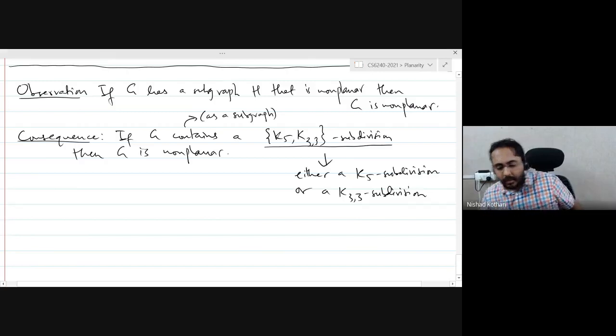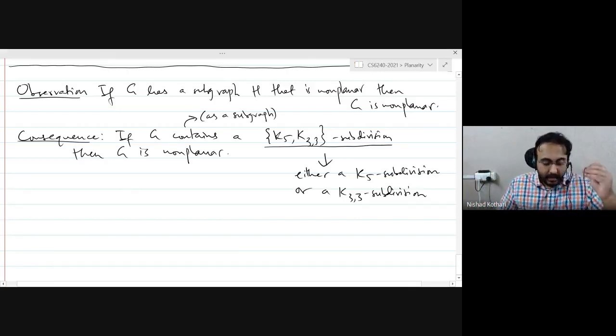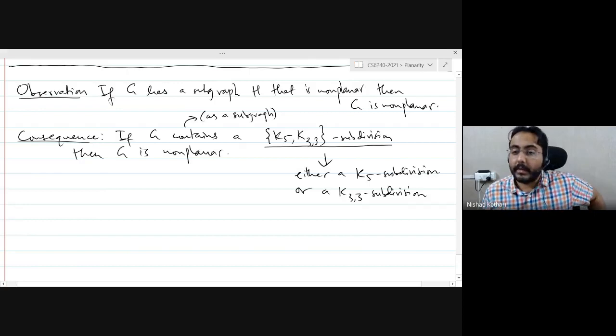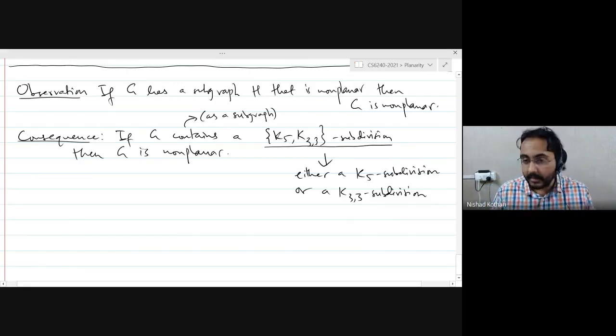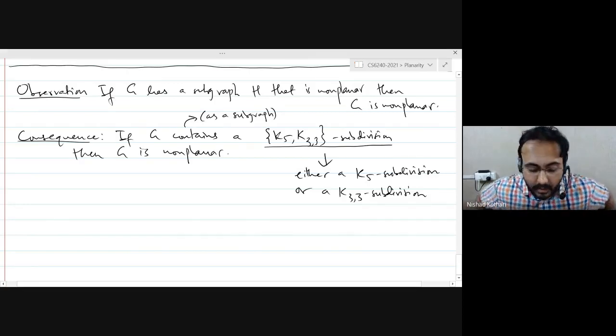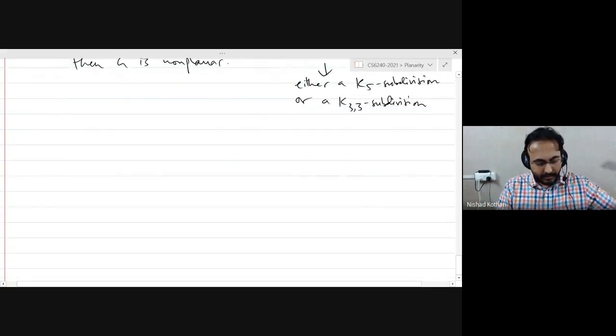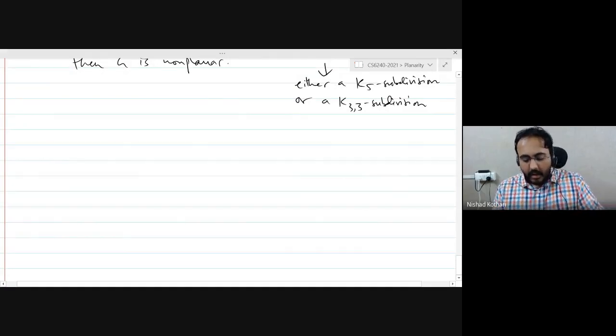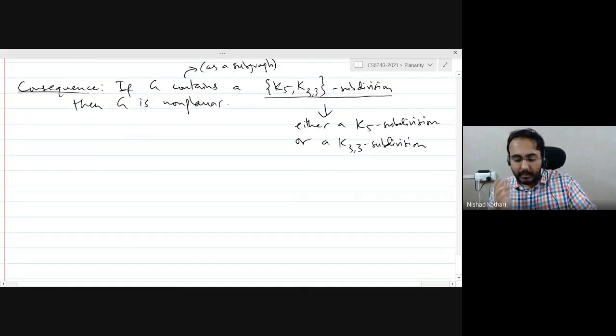Okay. So one natural question, of course, is why are we obsessing over K5 and K33? Why not talk about the Petersen graph? The Petersen graph is non-planar, right? So why are we obsessing over this? And that brings us to a very important result, the main result of this module, Kuratowski's theorem. Kuratowski in 1930 proved that whenever a graph is non-planar, it is precisely because either it contains a K5 subdivision or a K33 subdivision.